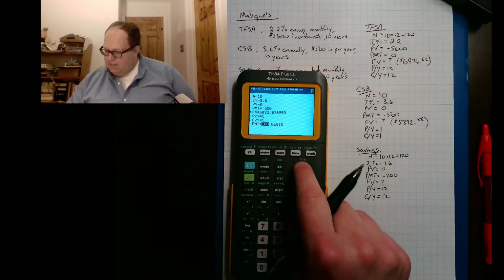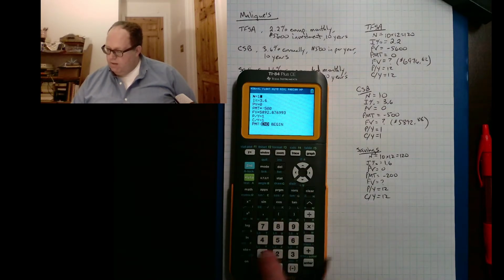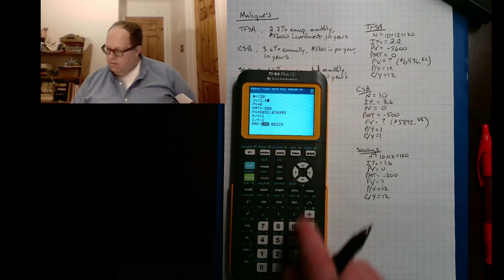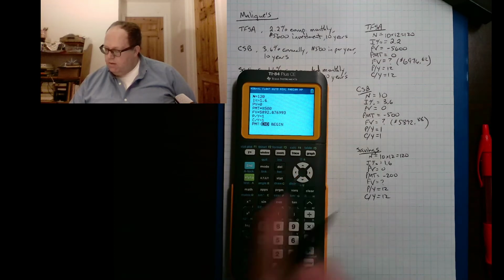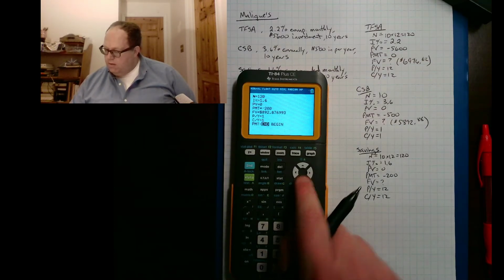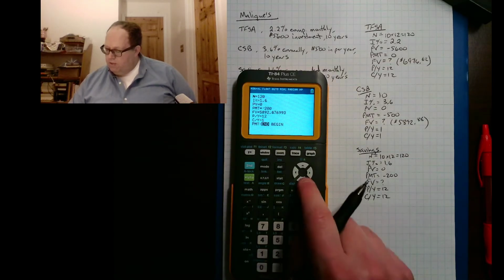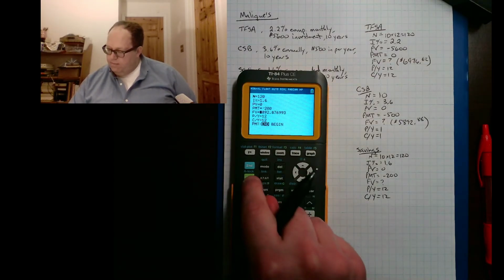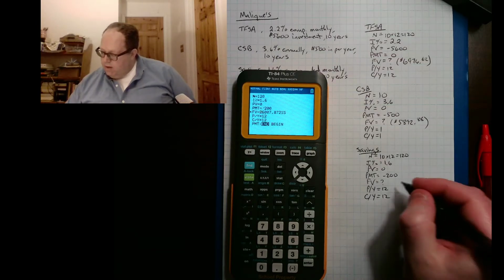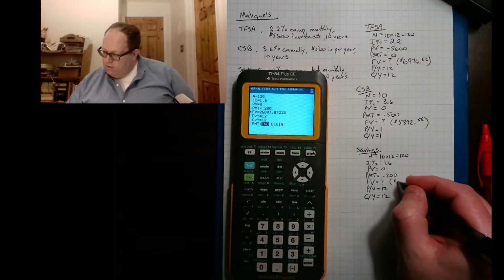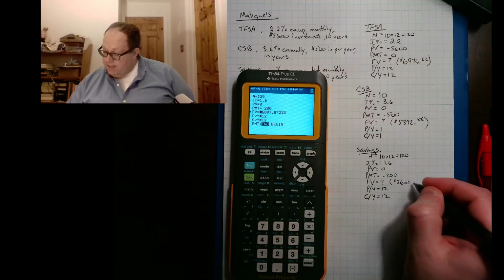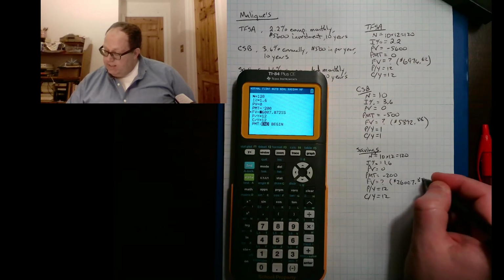And then lastly, the savings account. Put in monthly. Has a value of $26,007.87.